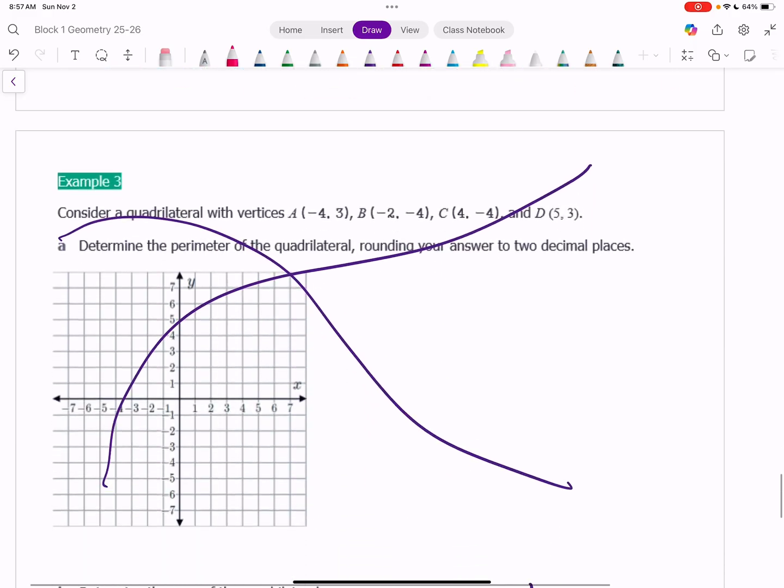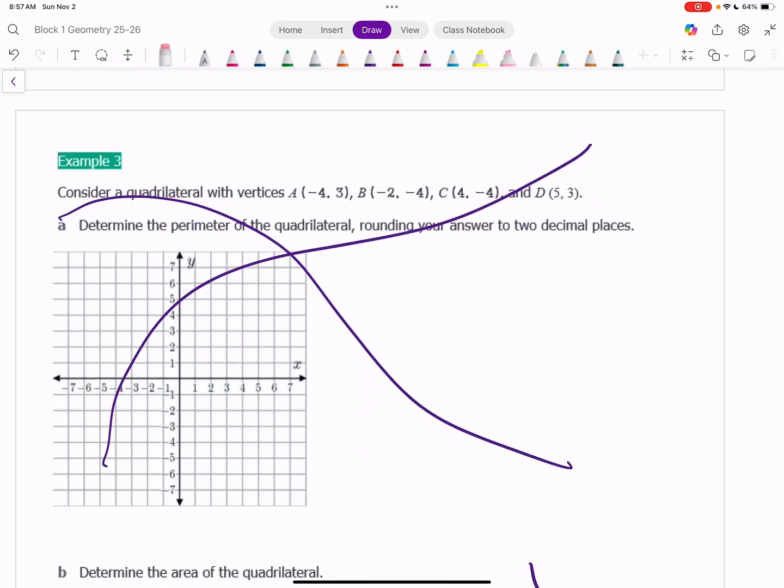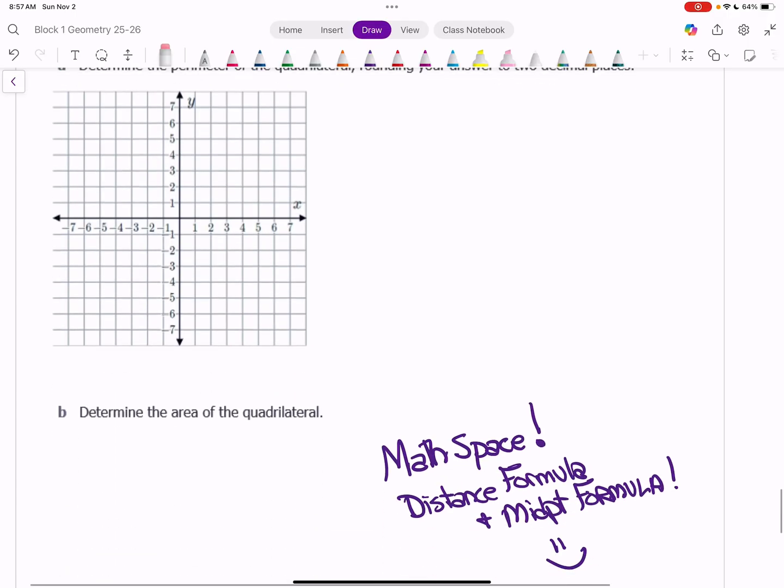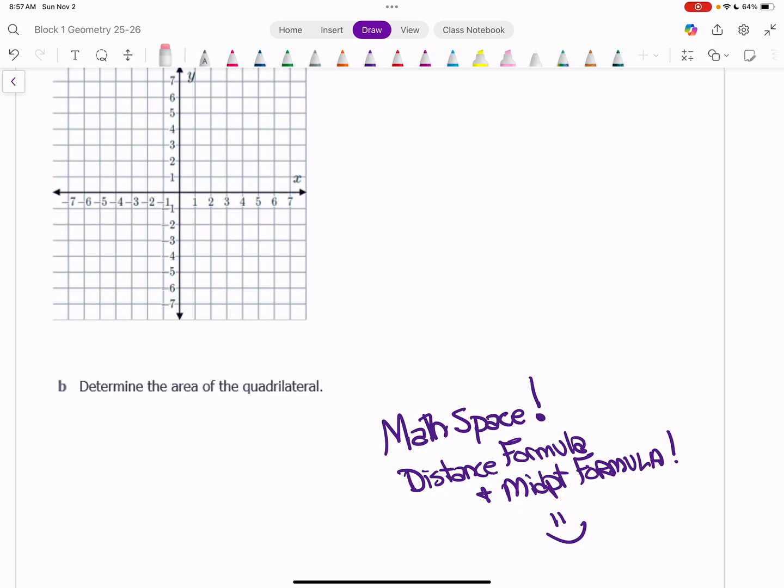This problem you already did previously, but you know what? If you want to do it again just to make sure you did it correctly the first time, then go for it. And then there's a math space, all right?